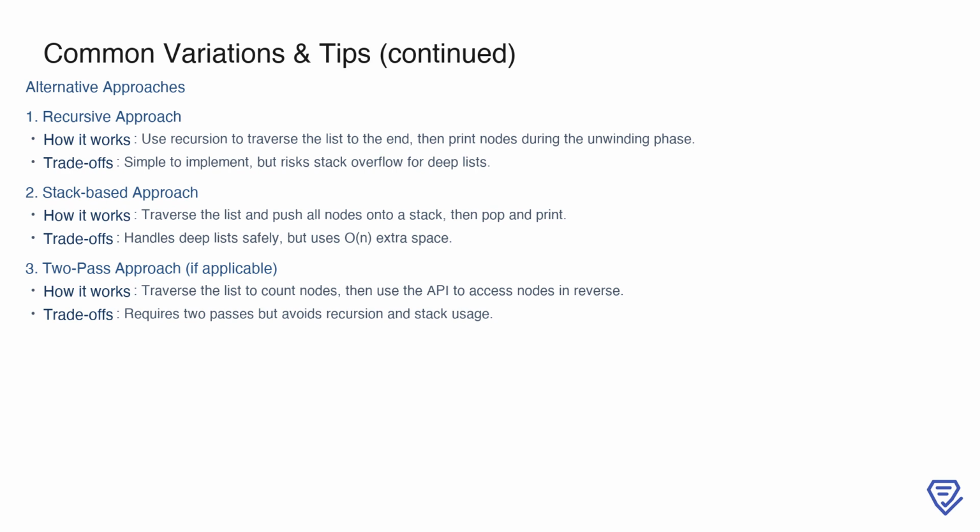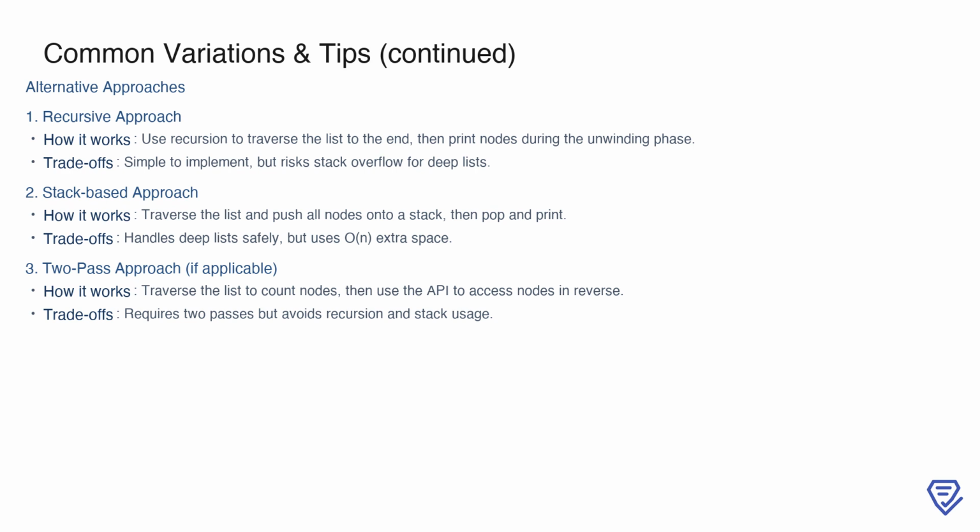There are several alternative approaches you can use to solve the problem, each with its own trade-offs. The recursive approach is a common choice. Here, you traverse the list to the end using recursion, then print the nodes during the unwinding phase. This method is elegant and simple to implement, but it comes with the risk of stack overflow for very deep linked lists. Another option is the stack-based approach. In this method, you traverse the list while pushing all nodes onto a stack. Then, by popping the nodes from the stack, you can print them in reverse order.